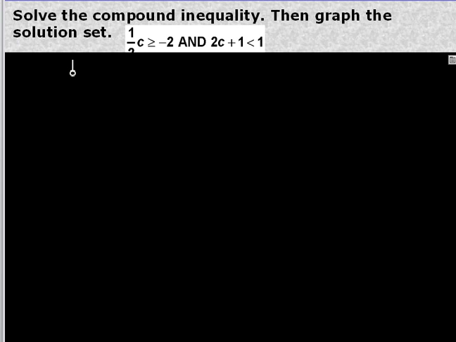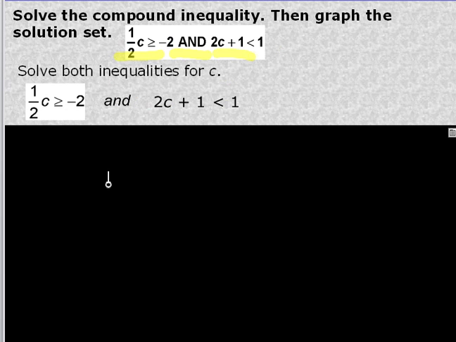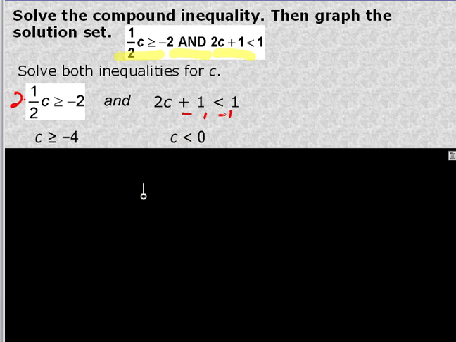All right, next example. Solve the compound inequality, then graph the solution set. So here we have an and. 1/2 c is greater than or equal to -2, and 2c plus 1 is less than 1. So just like before, we take each of these inequalities and solve them separately. Here we're going to multiply both sides by 2, and here we're going to subtract 1.